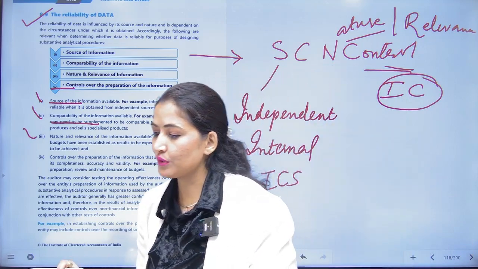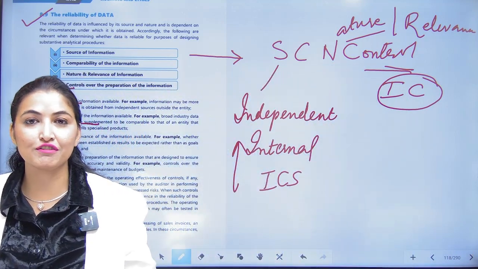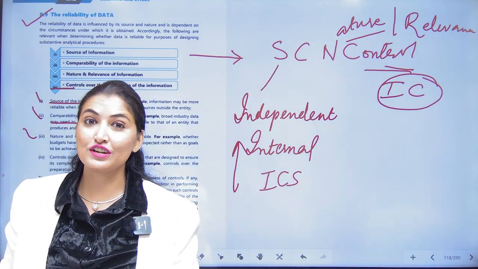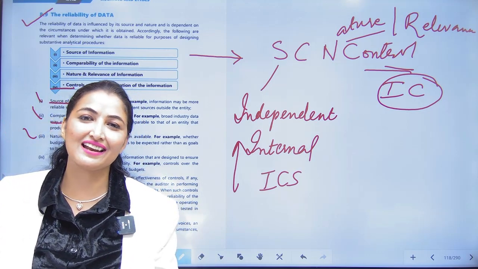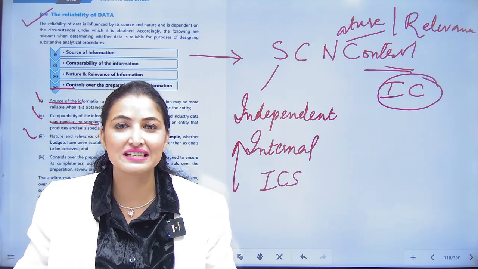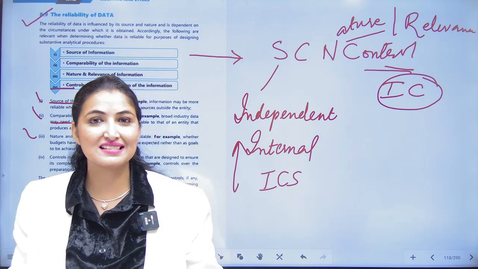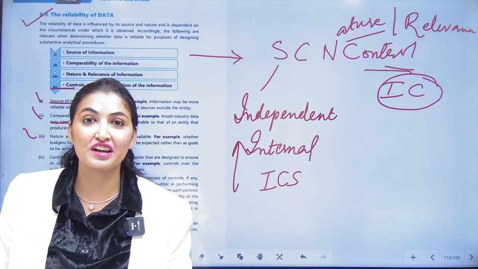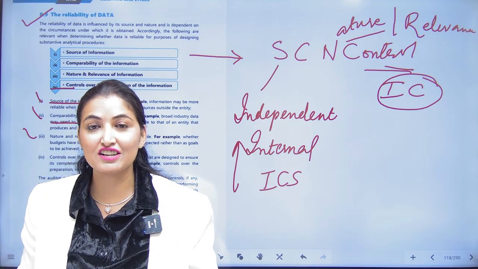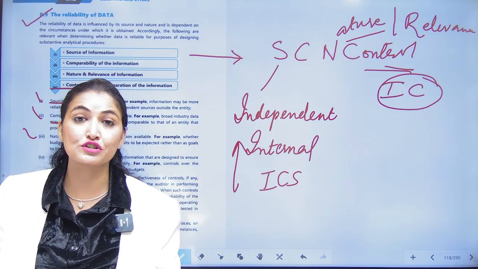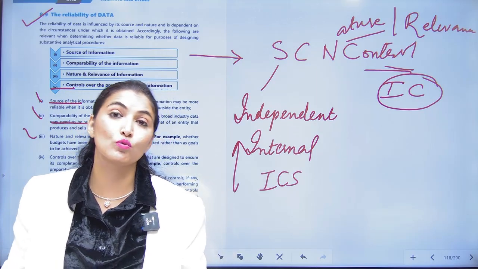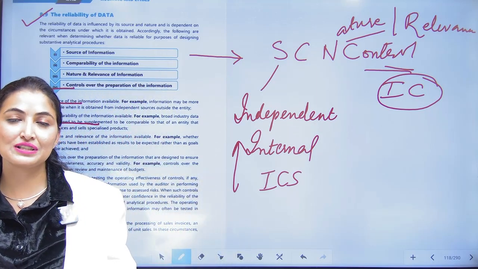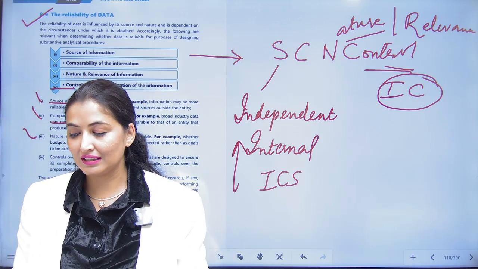right? So anytime that you see substantive analytical procedure is to be used, first you'll see the suitability. Second thing, you'll see the reliability. Reliability is based on SCNC. What is S? Source, from where you're getting the information. What is the nature and what is the relevance of the information? Are they really comparable and what controls are they prepared under? So these are the things that you see in the reliability part.